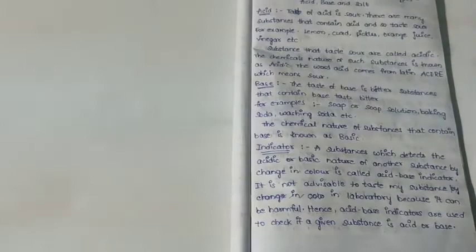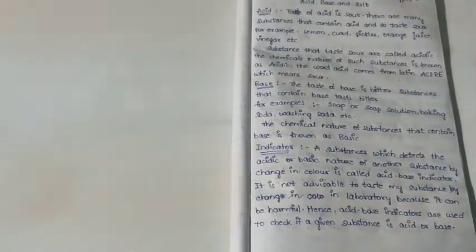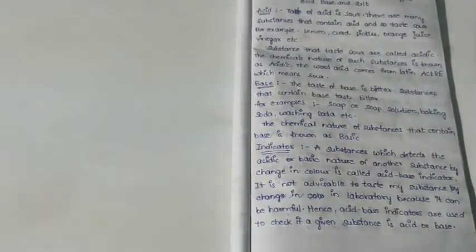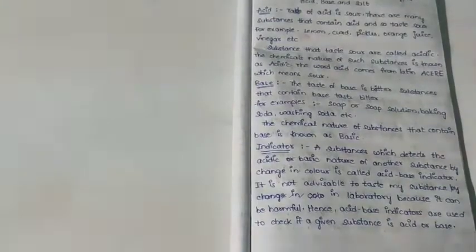So for that we use these indicators, the acid base solutions. When that poison substance comes in contact with this indicator, what will happen? The color of the substance will change. According to that color change only I can say that it is acidic or basic in nature. Understood now? An indicator is a substance which detects the acidic or basic nature of another substance by changing color, the acid base indicator.